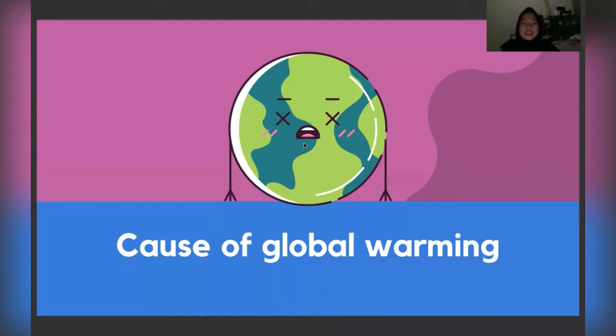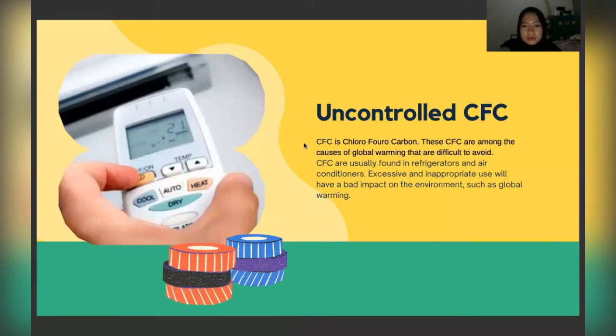And the next is causes of global warming. The first is uncontrolled CFC. What is CFC? CFC is chlorofluorocarbon. These CFCs are among the causes of global warming that are difficult to avoid. CFCs are usually found in refrigerators and air conditioners in our home. With inappropriate use, they will have a bad impact on the environment, such as global warming.